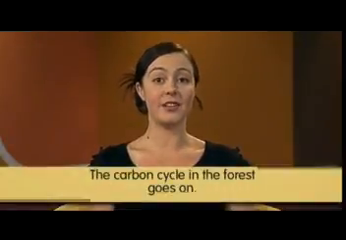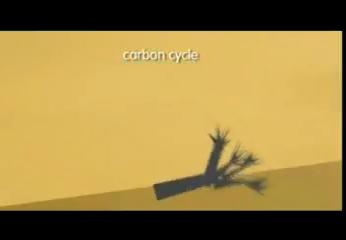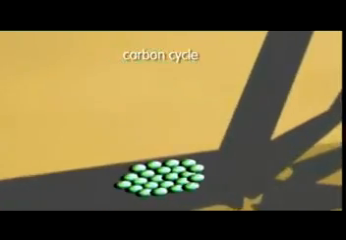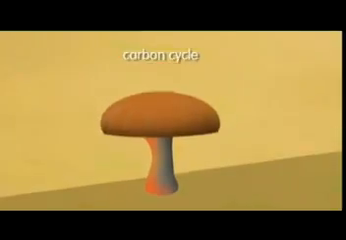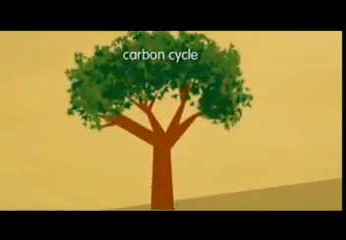The carbon cycle in the forest goes on. The organic matter helps new trees to grow again, and then those trees die. We're back to the first stage again. This is the carbon cycle.